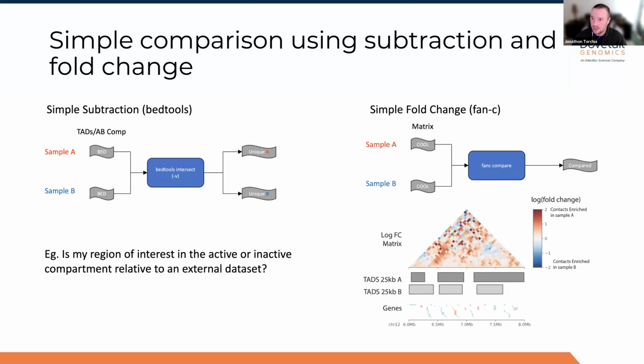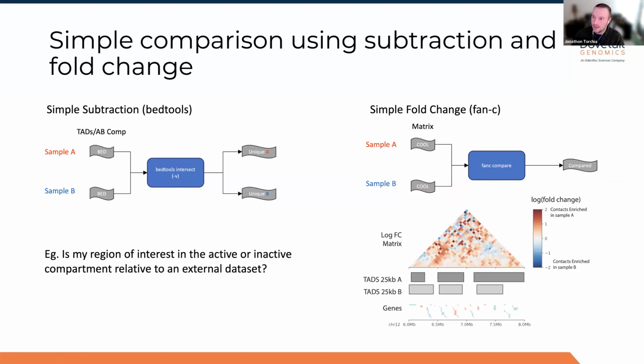And to do a little bit more of a computational approach, you can actually take the matrices and do a simple fold change calculation. So you're not working at the level of the call, you're working, in this case, at the level of the matrix, for example, the cool file. And FAN-C is a tool that will do this type of calculation, where you calculate simply the fold change between A and B. At the end of the day, what you get is another matrix that has contacts that are enriched in sample A, contacts that are enriched in sample B. It gives you just a really simple way to find where the differences in the regions are.